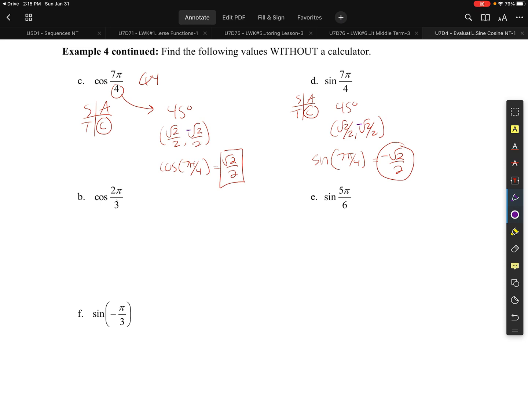So if I jump over here, divide by 3, that tells me my reference angle is 60 degrees, which has the point 1/2, comma, rad 3 over 2. ASTC, I'm over here, which in this situation makes x negative, so cos of 2 pi over 3 equals negative 1/2.